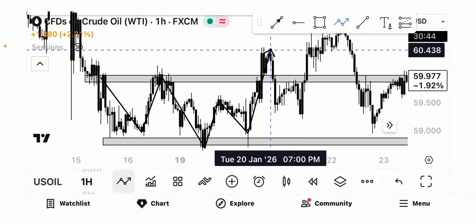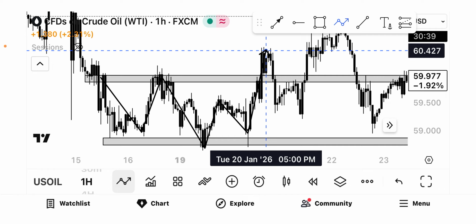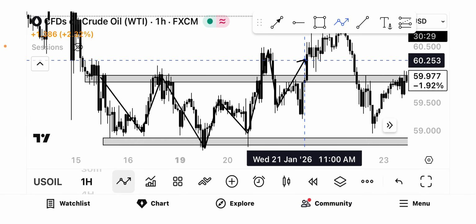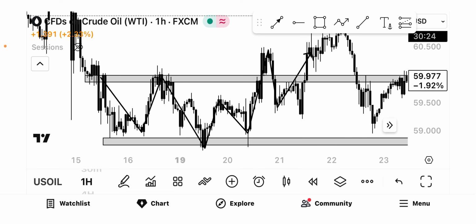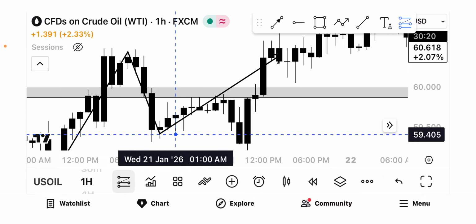Now what do we do as ICC traders? We don't enter here. We wait for a retrace. We wait for price to come back down. When price comes back down, that is when we look to make our entries. We take price back to the same level it once broke out from. Just like I explained to you guys, we'll make our entry right around here.